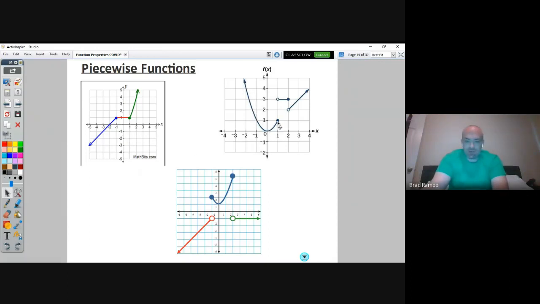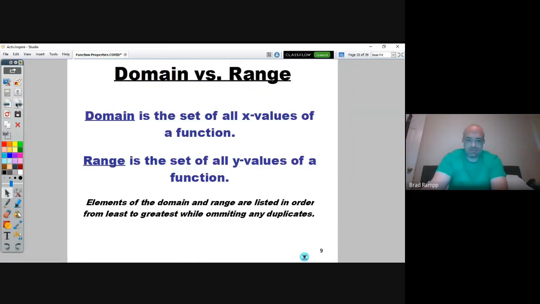This one is made up of several. We've got a parabola here, which means it's quadratic. A horizontal line is called a constant function, and then any other type of line is just part of the linear family. So since they're not all the same function, we call it pieces of different functions or piecewise.